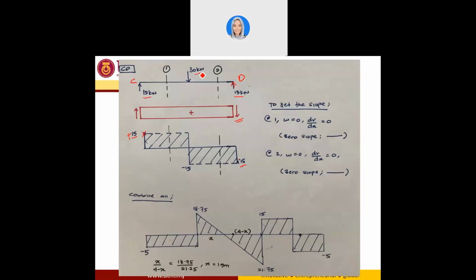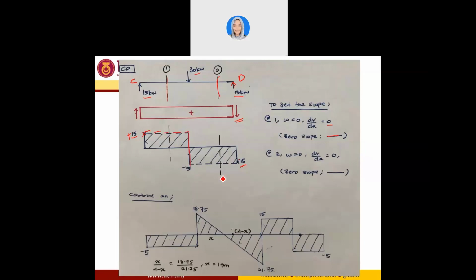So how could we join these two points over here? If I take location 1 and location 2, and at location 1 there is no uniformly distributed load, W is 0, so your dV over dx equal to 0. So this means that the slope is a straight slope. So you can connect these 2 points using a straight slope. You have a pointing downward of 30 kilonewtons, so 15 minus 30 is going to be negative 15. So going downward, negative 15.